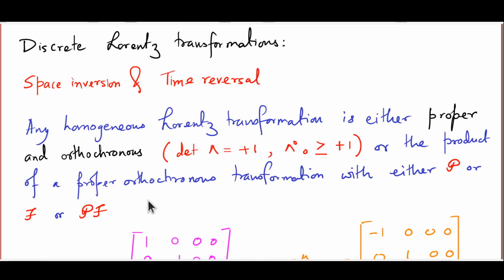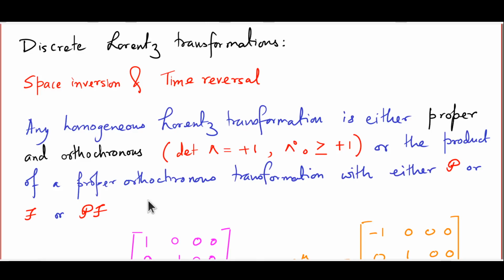Let me remind you that any homogeneous Lorentz transformation, that is, of course, a Poincaré transformation without the translation part, is either proper and orthochronous. Once again, let me remind you that this means the determinant of the corresponding matrix is +1 and the 0,0th element of the matrix is greater than or equal to +1. So this is one possibility. Or the other possibility is that the homogeneous Lorentz transformation is a product of a proper orthochronous transformation with either space inversion curly P or time reversal curly T or the product curly P times curly T.